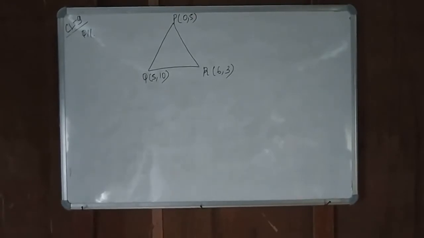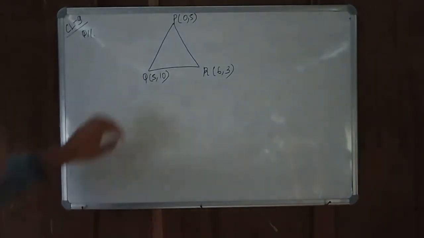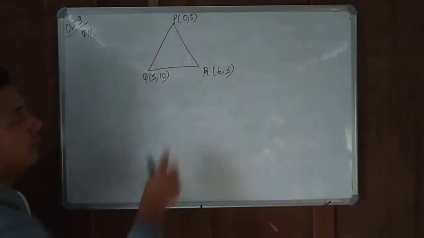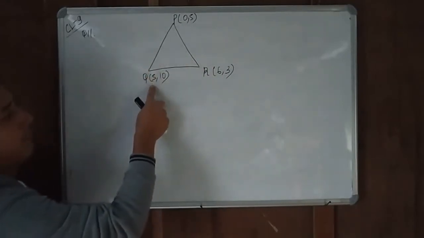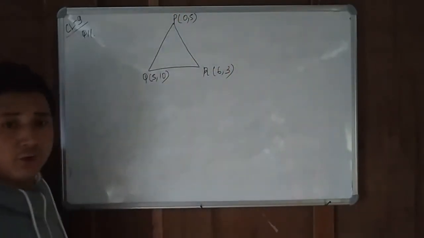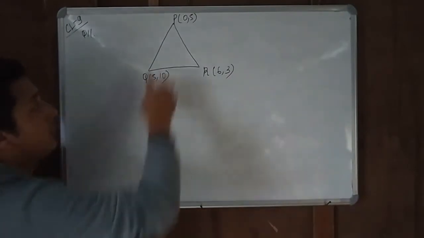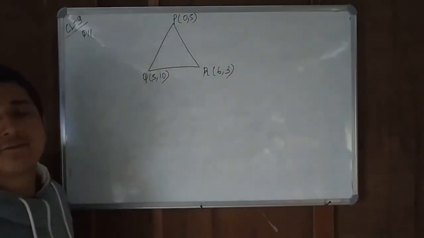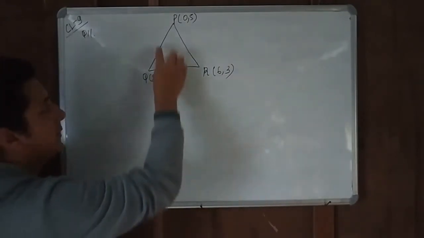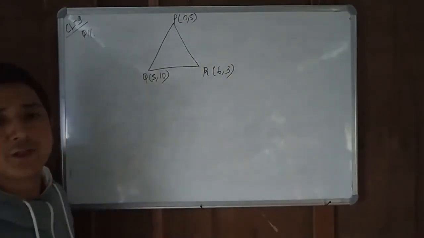Alright, boys, let's continue with question number 11. Now question number 11, 3 points are given to us. P, Q and R are 3 points given to us along with their coordinates 0, 5, 5, 10, 6, 3. We have to prove that these 3 points are the vertices of an isosceles triangle, which means that we have to prove that this triangle itself is an isosceles triangle.